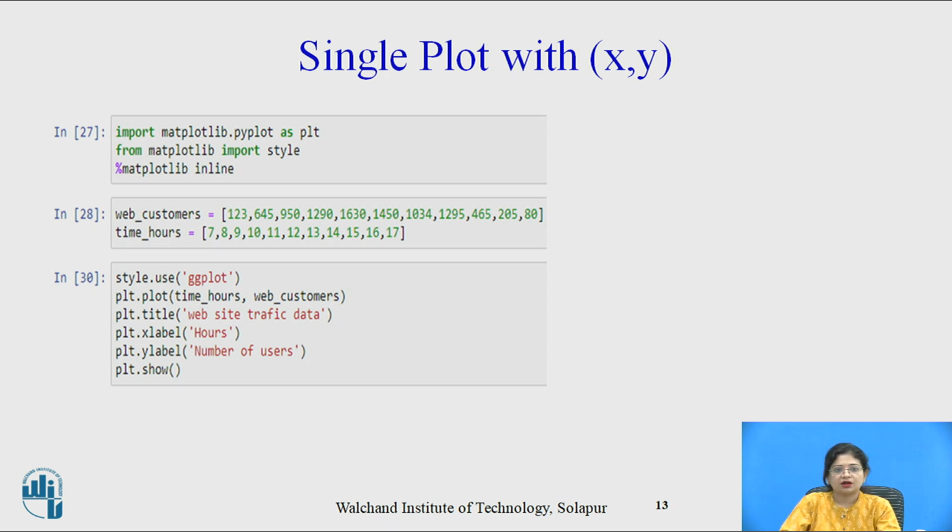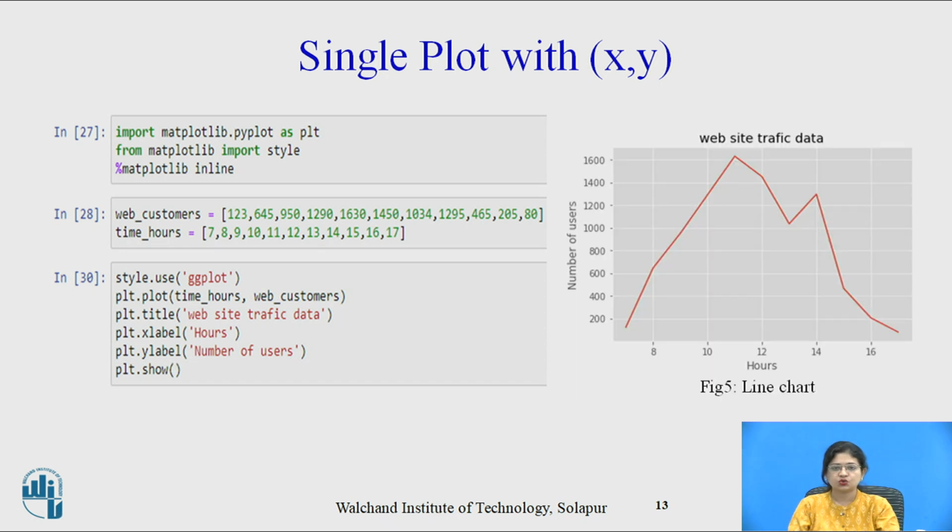Here I have imported the file matplotlib and the style. Then here two lists are taken, that is web customer and the time hour. Here the style is set as ggplot, that is graphics for a graph. Then the plot function which shows the time hours and web customer, and these are the parameters, that is .title, .xlabel and .ylabel. So with this code we can show this particular line chart.